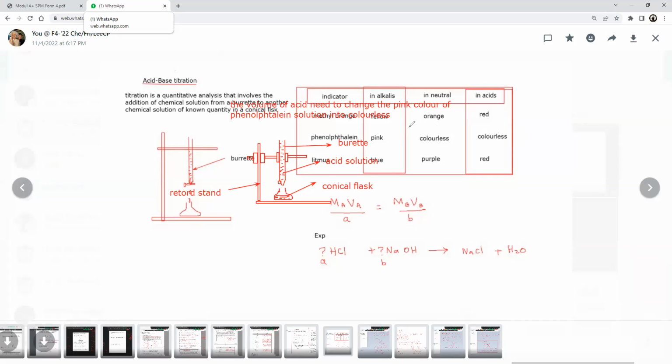If you add in more again, it is in acid already, but colorless. So you cannot overshoot. So you have to use a burette, drop one by one when it is near to colorless. You change pink color to no color. All right, is that okay?